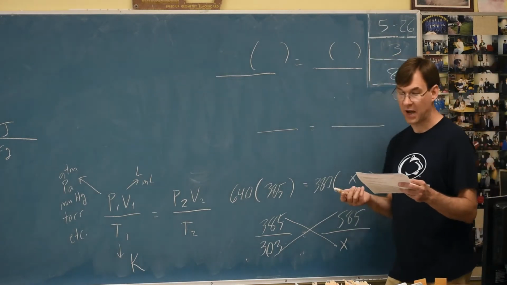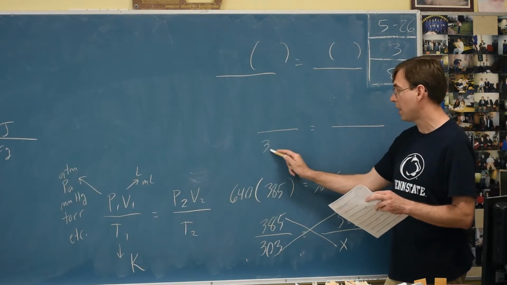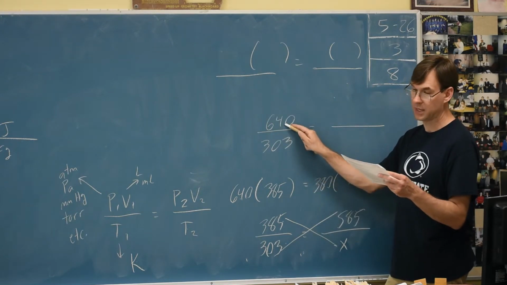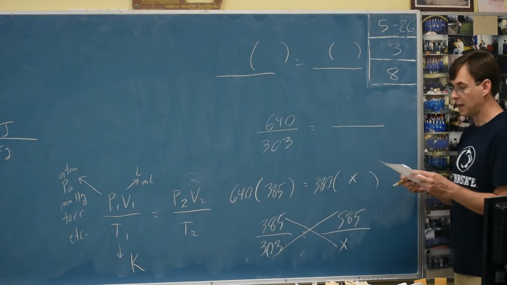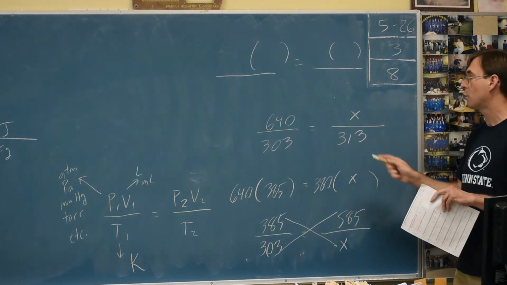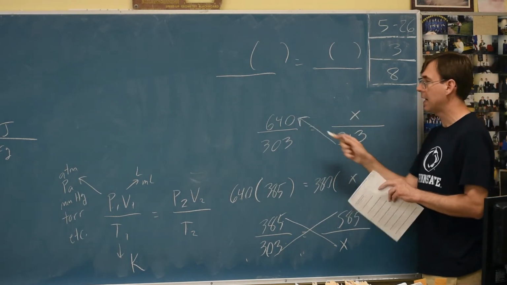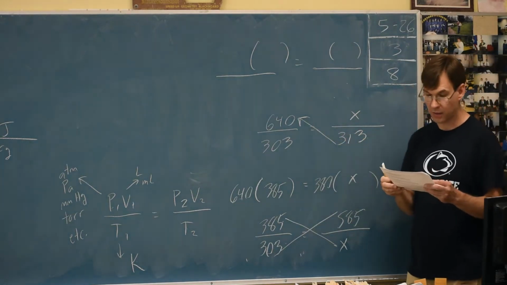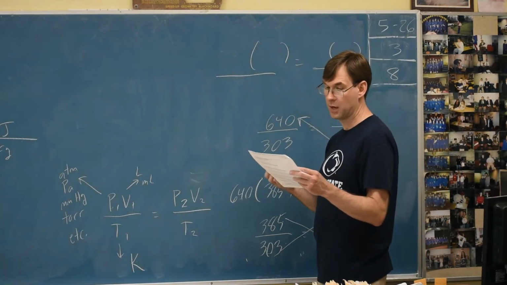134, I noticed the 385s are the same, so I just ignore them. 30 Celsius goes on the bottom, but as 303 Kelvin again. 640 goes on the top, because 640 millimeters of mercury, that's one of our pressures. The other pressure we don't know, but we have a 40 Celsius, so 40 plus 273 would get me these numbers. To solve for X, since it's dividing, I just have to multiply 640 times 313 and divide by the 303.